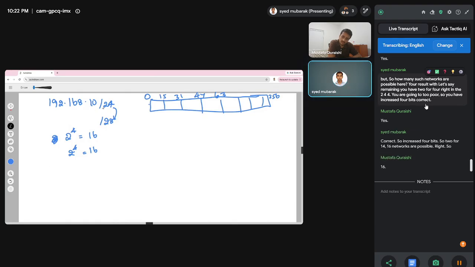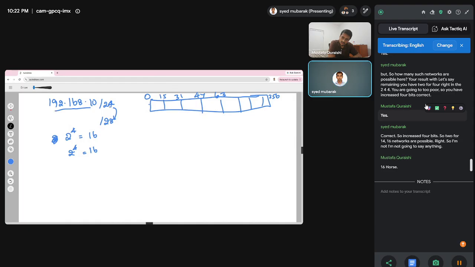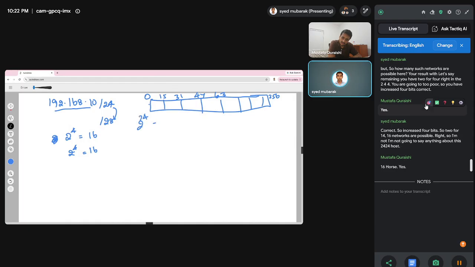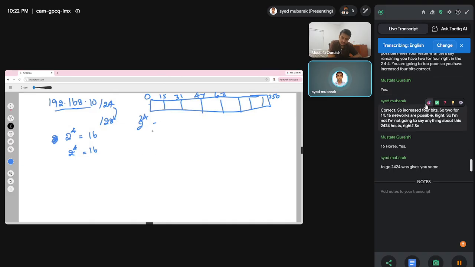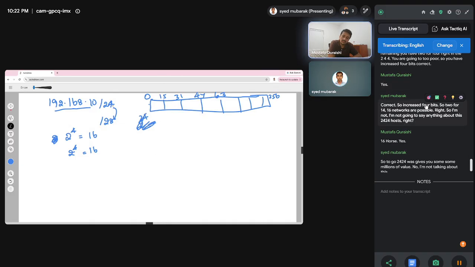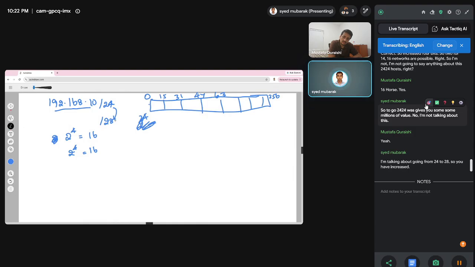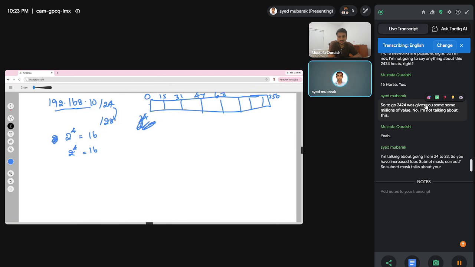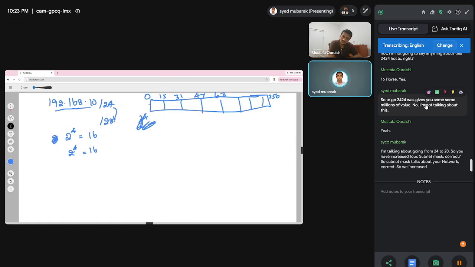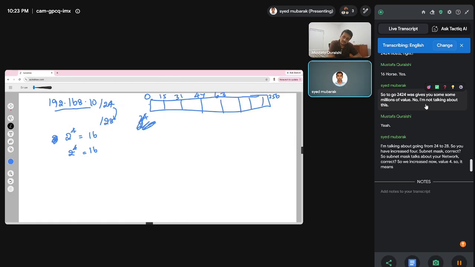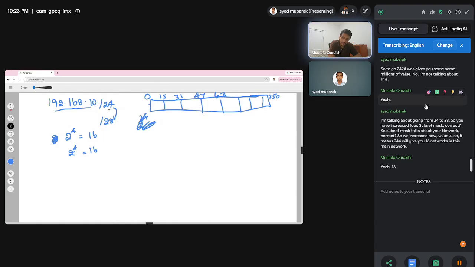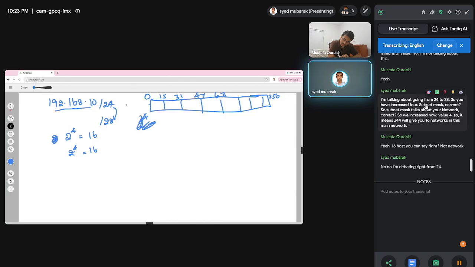And hosts? I'm not talking about that. I'm talking about going from 24 to 28. You have increased the subnet mask by 4, correct? The subnet mask talks about your network. So we increased the value by 4, which means 2 power 4 gives you 16 networks in this main network. Not hosts, networks. I'm dividing, right? From 24 to 32, you have 1 octet, 8 bits, correct?